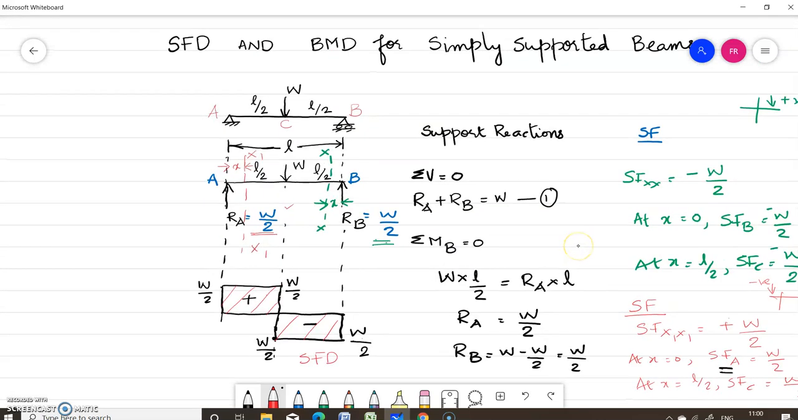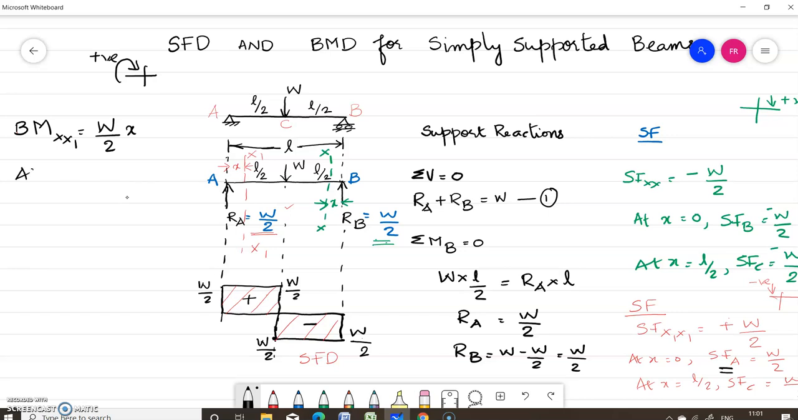Okay, now let us draw the bending moment diagram. Now what is bending moment? Bending moment is the unbalanced moment to the right or left of the section. So first let us see what is the bending moment at x1. Bending moment at x1 is W by 2 into x. So what is our sign concept? Left clockwise is positive. So this reaction RA, when you take moment about the section x1, it is producing a clockwise moment. So it is plus W by 2 into x.